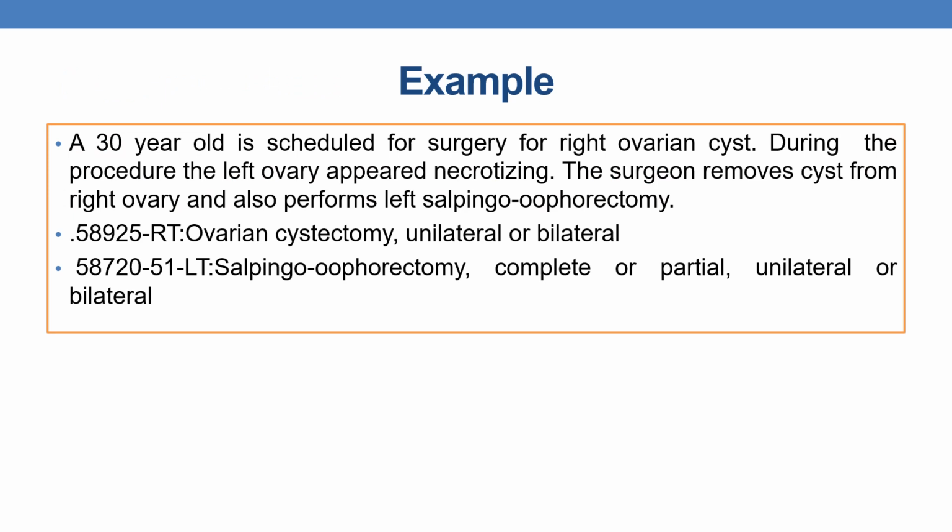Now let us see one more final example. A 30-year-old is scheduled for surgery for right ovarian cyst. During the procedure, the left ovary appeared necrotizing and the surgeon removed the cyst from the right ovary and also performed left salpingo-oophorectomy. So what are the CPTs here? The first is 58925, ovarian cystectomy for right ovary, unilateral or bilateral. It is indicated with RT modifier.